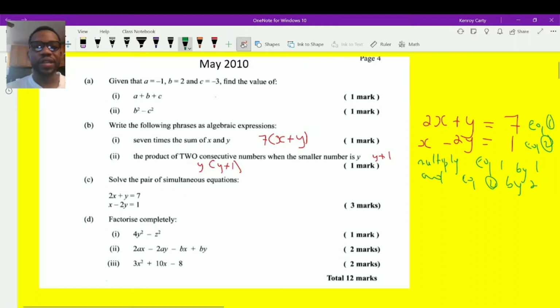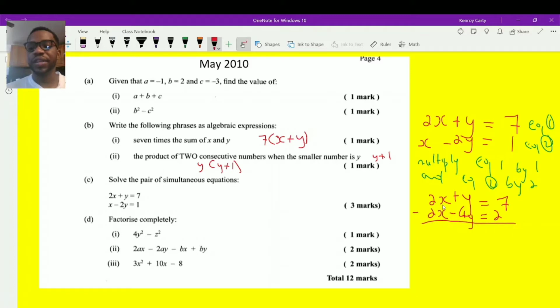Now the aim of this is so that the coefficients of the x become the same. Once they're the same, then they can be eliminated by simply subtracting both equations. But as you know, if I'm going to multiply equation 1 by 1, it's just going to remain the same. So I have 2x plus y equal to 7. But I multiply everything in equation 2 by 2. So I'm going to have 2x, 2 times negative 2 is going to give me a minus 4y, and 2 times 1 is going to give me a 2. Alright, now this is the aim. Notice the coefficients of the x are the same.